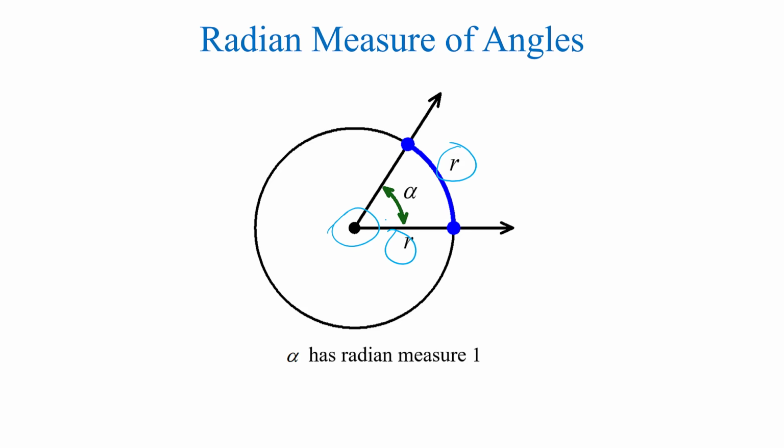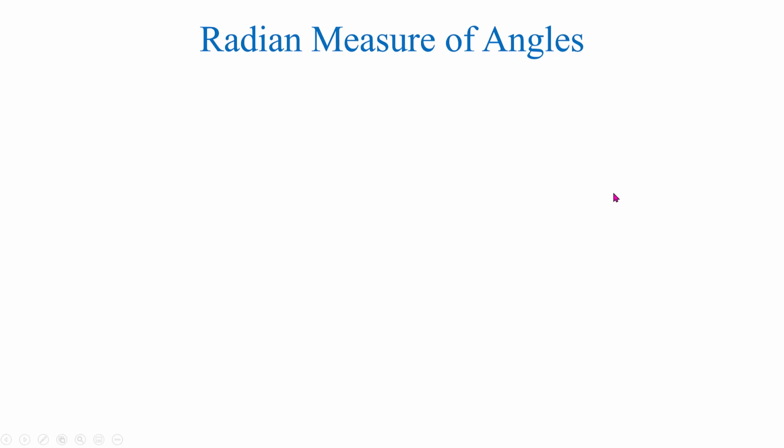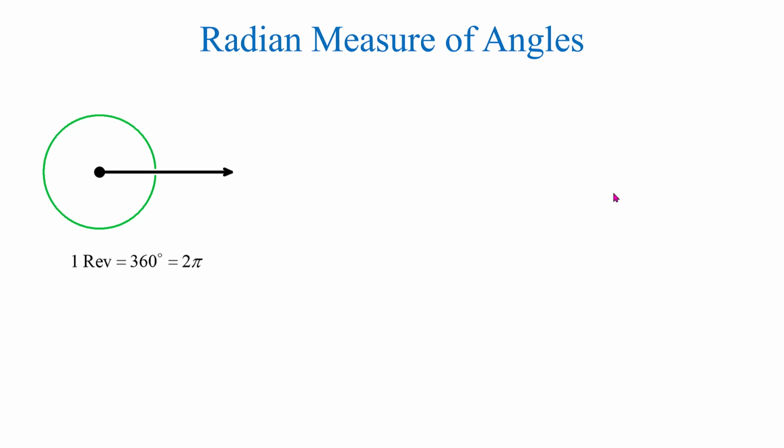By definition, alpha has radian measure 1. Note that we may refer to the angle as alpha or to the measure of the angle as alpha. So we might say alpha has measure of 1 radian, or we might say alpha is equal to 1 radian. In radian measure of angles, one revolution is 2 pi radians. Noting that pi is approximately 3.14, there are approximately 6.28 radians in one revolution.